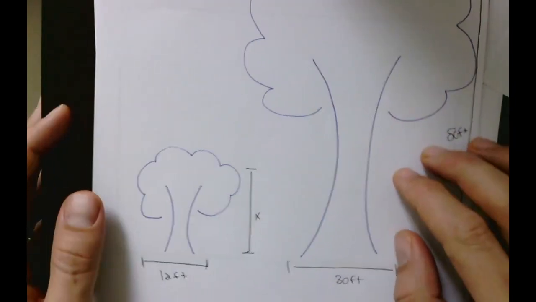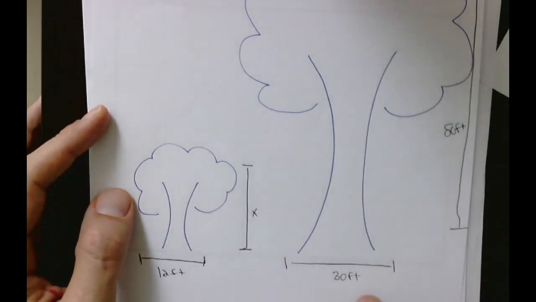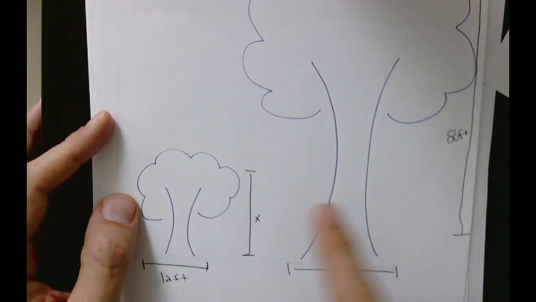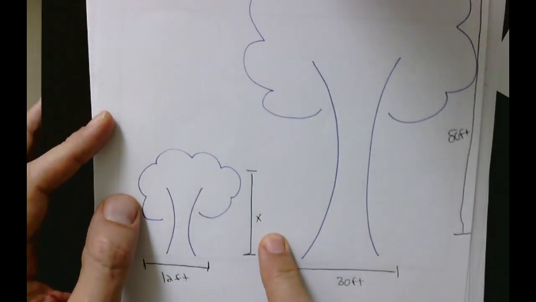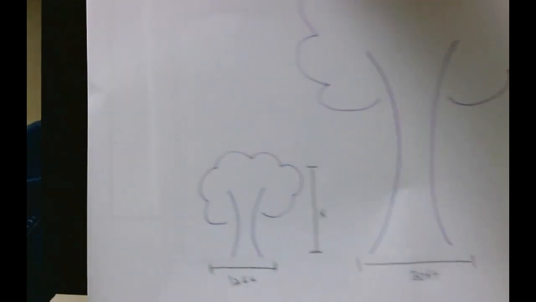Number 16. We have 2 trees that are similar to each other. This is 12 by x and this is 30 by 80. You have to figure out what x is. Feel free to pause the video and try this on your own. So we want to set up a proportion. You could set this up in many different ways and you're still going to get the same answer. So let's go ahead and do bottom to bottom, side to side.